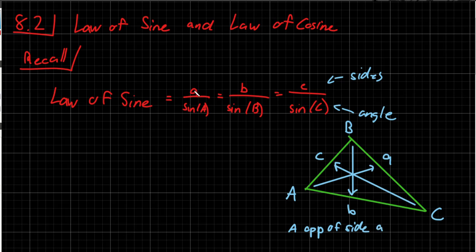These are ratios. a over sine of A, b over sine of B, c over sine of C. Most times you only have to use 2 of these ratios in a problem. You probably don't need all 3.